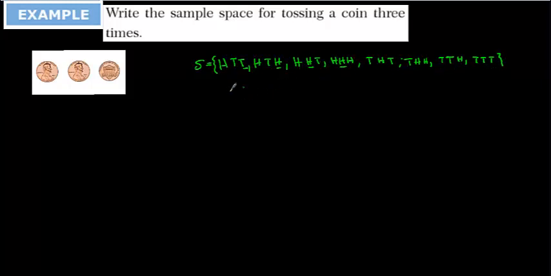So the number of elements in the sample space is equal to 8. By the way, we can find the number of elements in the sample space by using the box method. If you remember, the first toss, the second toss and the third toss of the coin: here there are two possible cases, here there are two possible cases, here there are two possible cases, so it is equal to 2 to the power of 3, which is equal to 8.